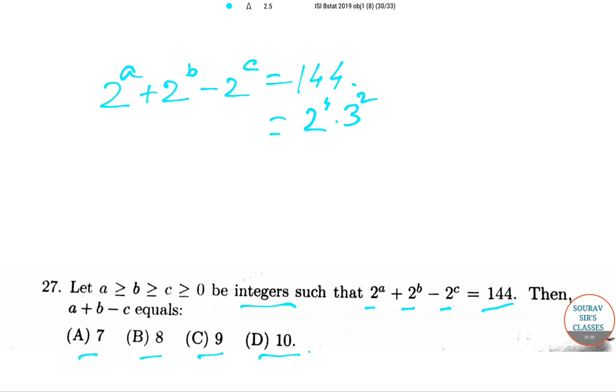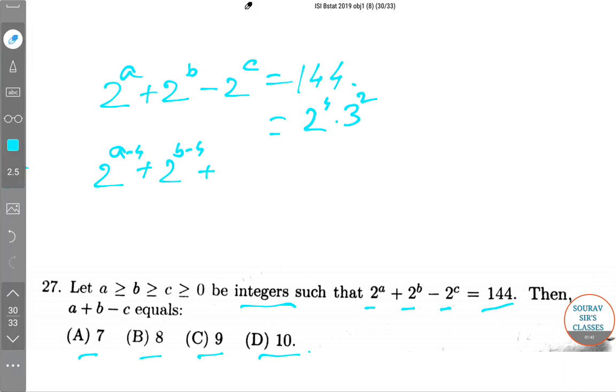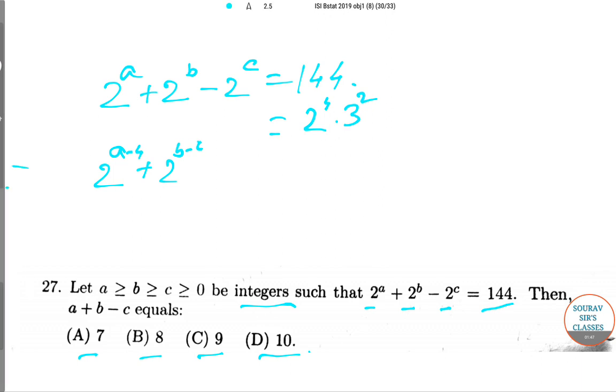Now we divide both sides by 2^4. Then we get 2^(A−4) plus 2^(B−4) minus 2^(C−4) equal to 3 square.